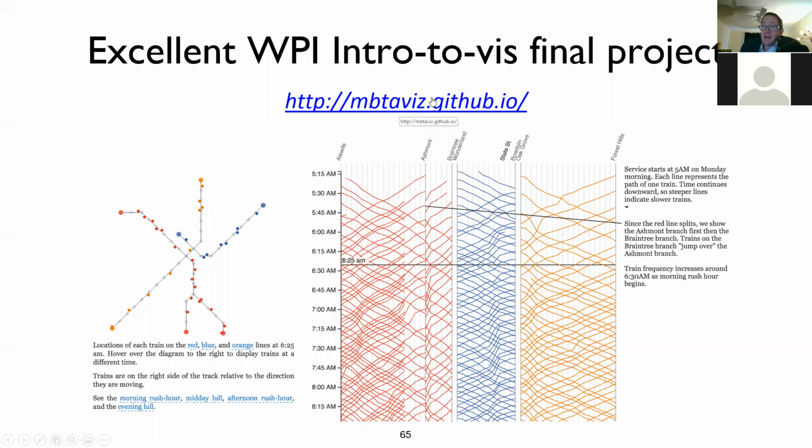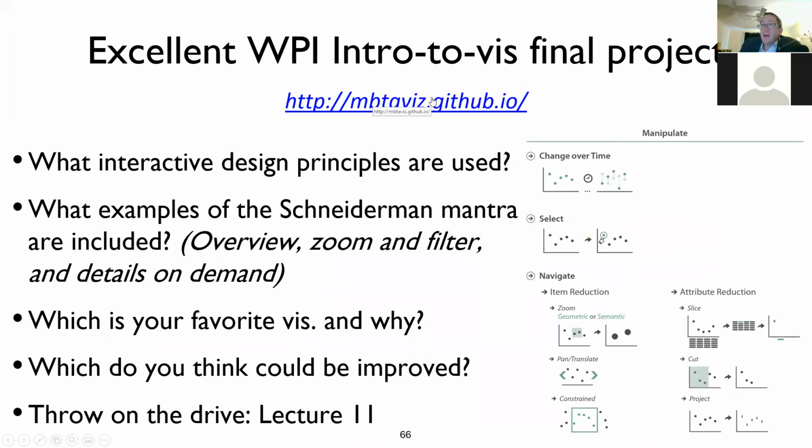You can play around with this. And what I'm going to ask you to do is, what interaction design principles are being used? What are they looking at? Are they changing over time? Are they looking at selection, navigation? Are you zooming? Are you panning the data? Are you constraining the data set? Are you looking at particular slices of the data? Are you cutting the data?